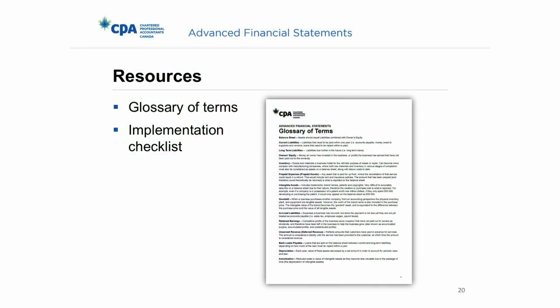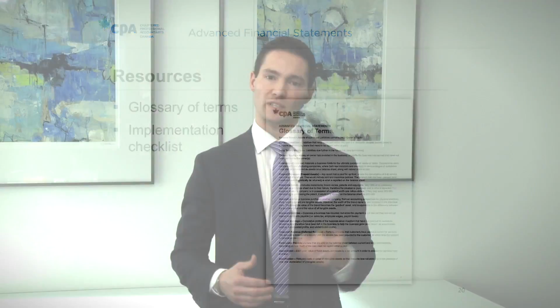So now I'd like to turn you to some of the resources that we have provided you. You can see we have a glossary of terms. This can act as a one-page cheat sheet for you that just has all the terms and their definitions on it. There's also an implementation checklist that you can use as you're going through your financial statements, with things you may want to consider or look at.